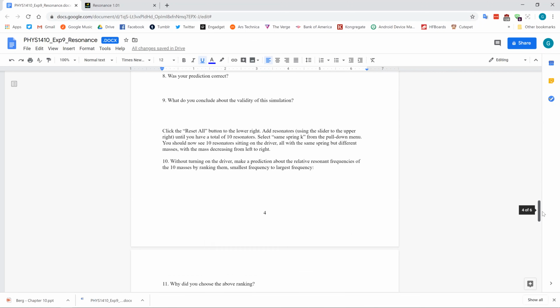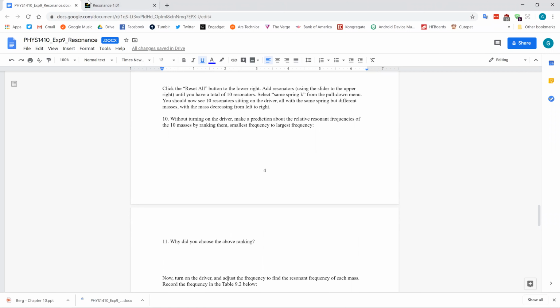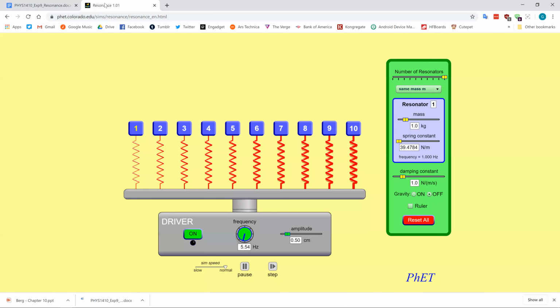So the next thing we're going to do is very similar. We're going to take 10 masses still, but we're going to go to same spring. So these all have the same spring constant now. We have the biggest mass here at 1 and the smallest mass here at 10. And then based on this decreasing mass, you're going to make a prediction about which one has the lowest frequency and which one has the highest frequency.